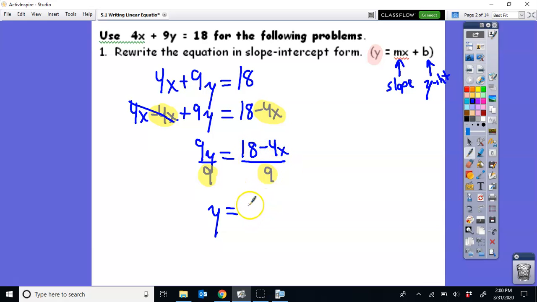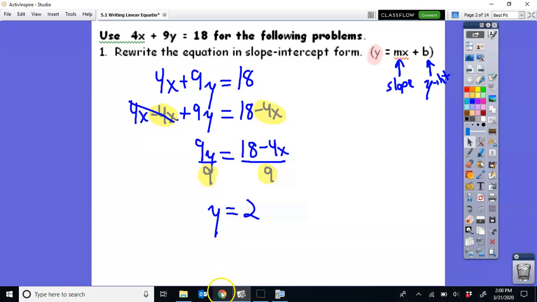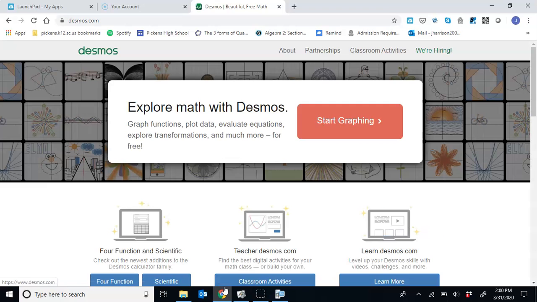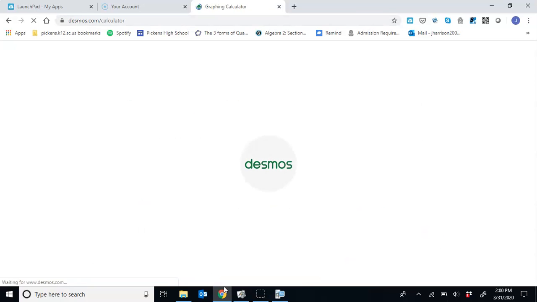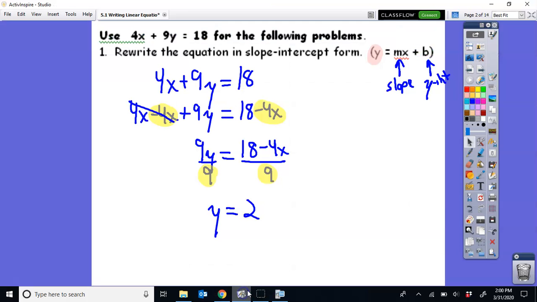Then we divide both of these. 18 divided by 9 is 2. You can use a calculator if you need to. And just as a quick reminder here, I know some of you don't have a calculator like I have. You can always go to desmos.com and hit start graphing. Although this is typically used as a graphing calculator, you can also do simple things like we just did, where we had 18 divided by 9. You can do 18 divided by 9 and get 2. So you can still use that to divide things if you need to.